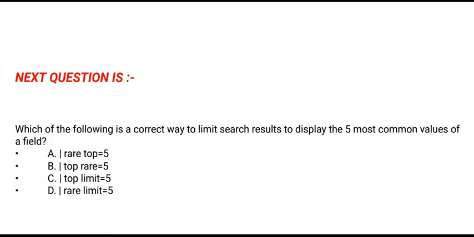Next question is, which of the following is a correct way to limit search results to display the five most common values of a field? Options are, option A, rare top is equal to 5. Option B, top rare is equal to 5. Option C, top limit is equal to 5. And option D, rare limit is equal to 5. The correct option is option C.